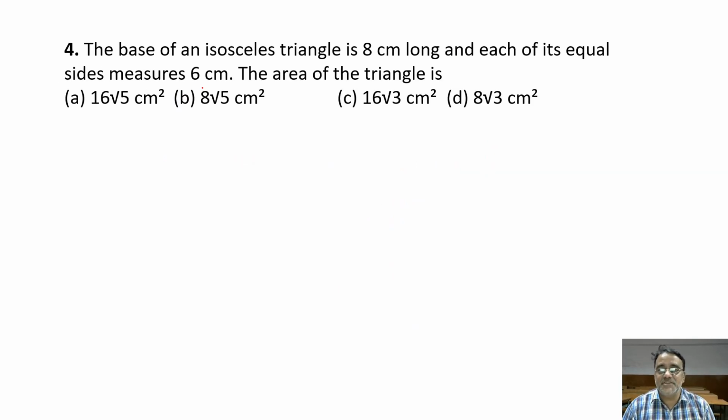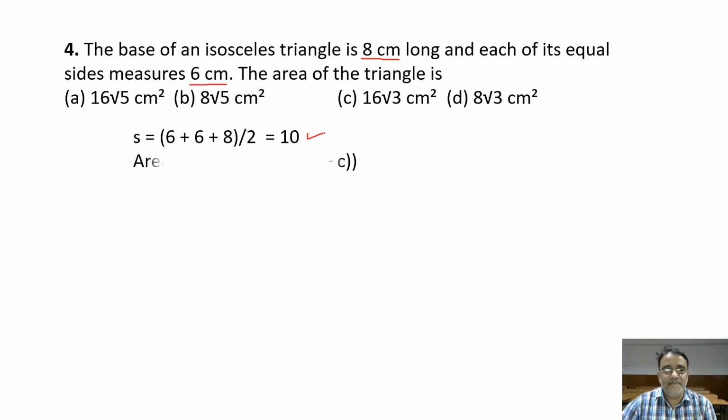The base of an isosceles triangle is 8 centimeter and each of its equal sides measures 6 centimeter. The area of the triangle is dash. So यहाँ पे दो equal sides means 6 centimeter, 6 centimeter और third side is 8 centimeter. So we will find first semi perimeter. 6 plus 6 plus 8, 20 by 2, 10. So semi perimeter आ गया 10. Now we will write the formula for Heron's formula. So root over S into S minus A into S minus B into S minus C.